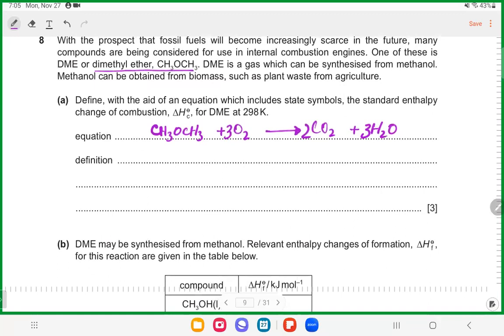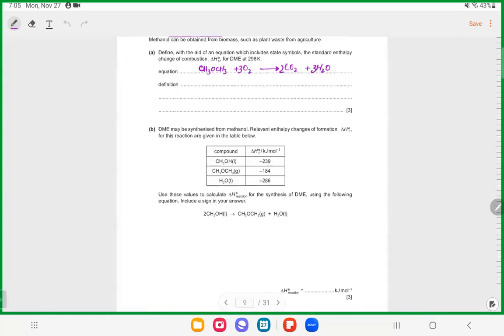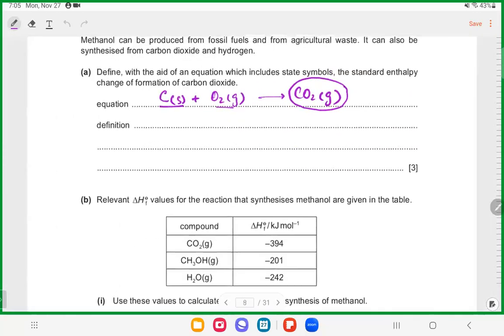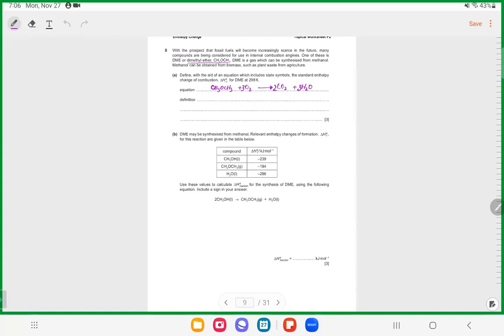Definition again defined with the aid of diagram and state symbol is standard enthalpy change of combustion for DME. अब बेहतर ये कि आप DME के लिए explain कर दें. When 1 mole of DME react with excess of oxygen to form carbon dioxide and water under standard condition. And you can see how many marks for this definition and equation? कितने? 3 marks.